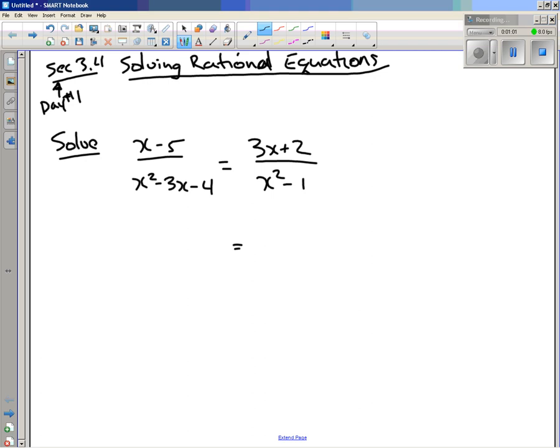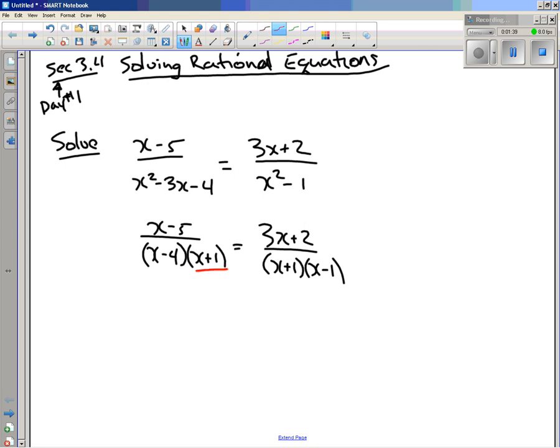Okay, our right side can go into (x plus 1)(x minus 1). And how about our left side? Okay, (x minus 4)(x plus 1). Okay, so this is good. We factored it. And what do we notice about our denominators now? They're different. Is there anything the same? Okay, they both have an x plus 1 term, which is going to end up helping us in a step or two.